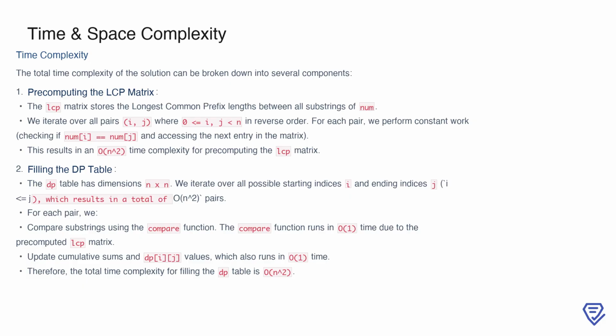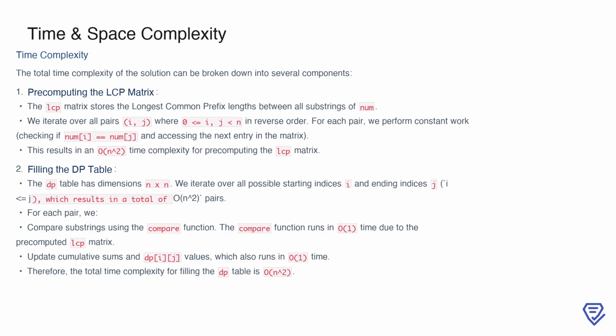In analyzing the time complexity, the solution can be divided into several key components. First, we have the pre-computation of the LCP matrix. This matrix stores the lengths of the longest common prefixes between all pairs of substrings in the input string number. To compute this matrix, we iterate over all possible pairs of indices, i, j, in reverse order, where both i and j range from 0 to n-1. For each pair, we perform constant time operations like checking if two characters match and referencing the next entry in the matrix. As a result, this pre-computation step has a time complexity of O(n squared).